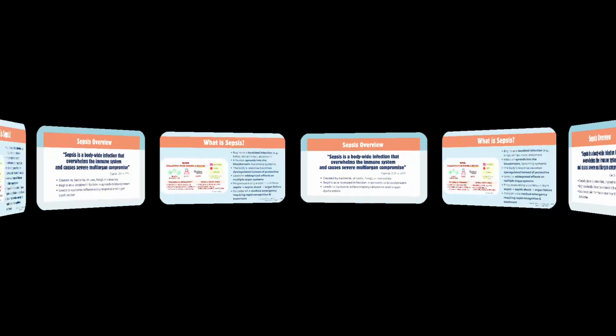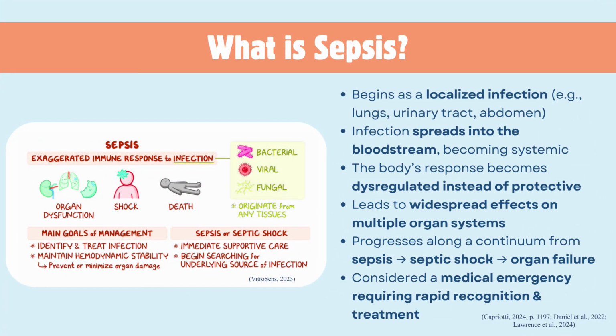As we just mentioned, sepsis begins as a localized infection, such as one in the lungs, urinary tract, or abdomen. As the infection progresses, it can spread into the bloodstream and become systemic. At this point, the body's immune response becomes dysregulated, meaning it is no longer protective and instead contributes to widespread inflammation and tissue injury. This affects multiple organ systems throughout the body. Sepsis exists on a continuum that can progress from sepsis to septic shock and ultimately to organ failure if not treated quickly. Because of this rapid progression, sepsis is considered a medical emergency that requires immediate recognition and intervention.